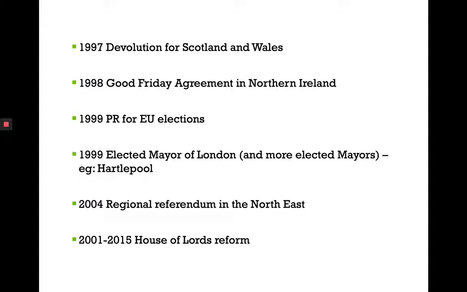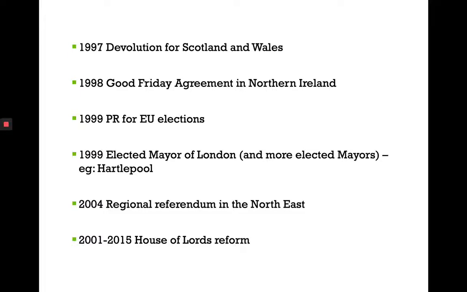Also in the same year, we have more elected executive mayors. We have the Mayor of London elected, and after 99, more mayors being elected. My favourite example was in Hartlepool, where Hangus the Monkey, who was the mascot of the local football team, got elected. But on a more serious note, we did see more power being transferred to directly elected mayors. In 2004, there was a regional referendum on giving more devolved power to the northeast of England, but that was rejected by the voters. I think there was a sense that people just didn't want another level of government. People couldn't see the value of it.